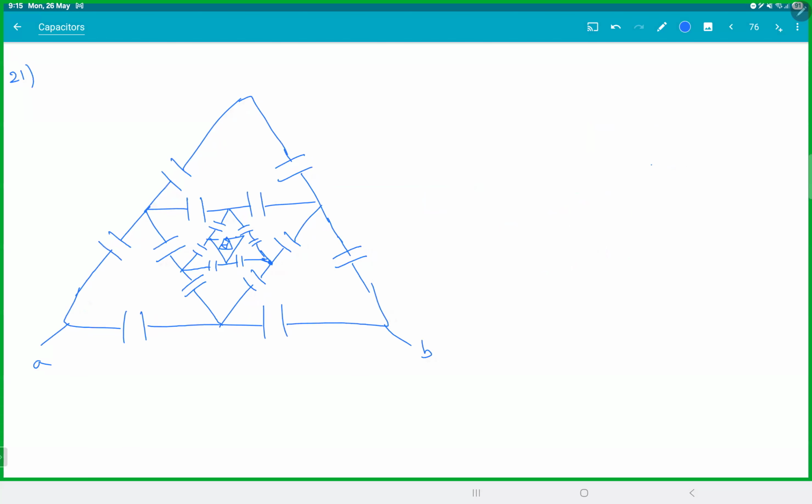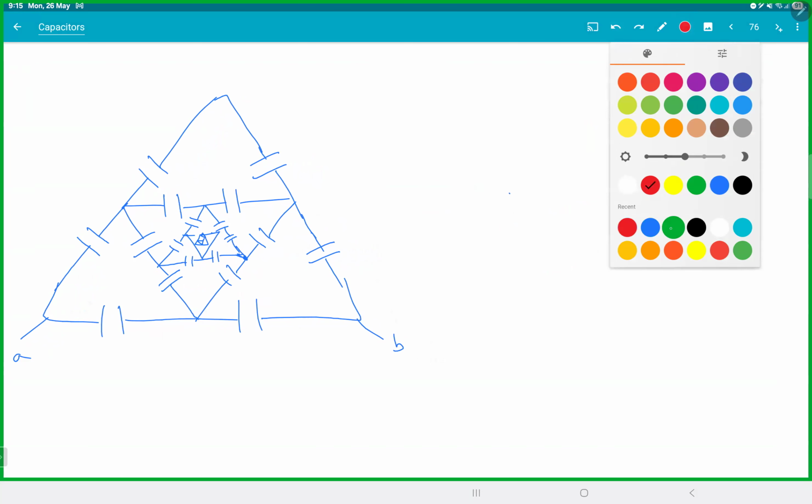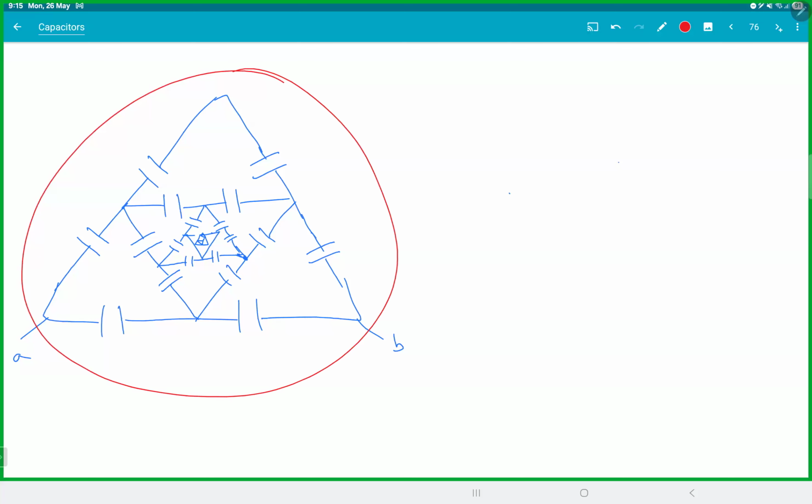So the first thing here, there is a symmetry, but there is a problem. You can't say this whole thing is X. You know why? Look at the whole circuit. There is A and B. This point is in air, isn't it? That point is in air.